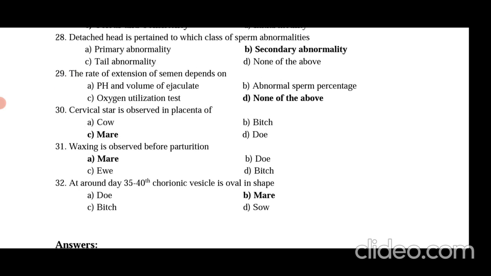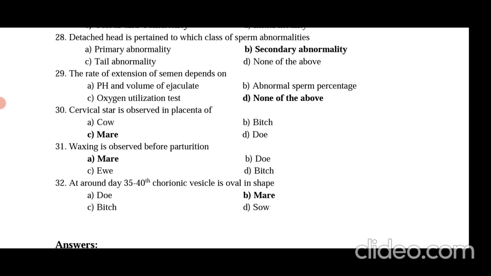The rate of extension of semen depends on none of the above. It does not depend on the pH and volume of ejaculate, on the oxygen utilization test, or on abnormal sperm percentage. It depends on the percentage and concentration of the normal sperms.